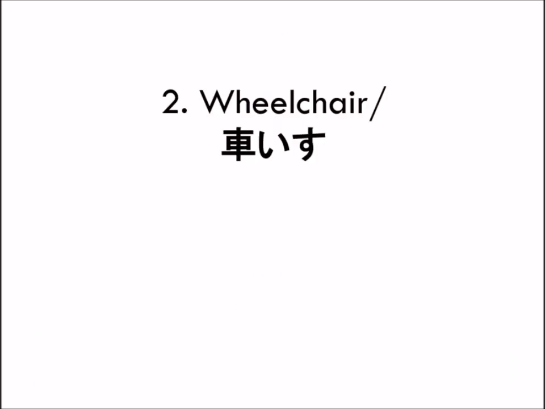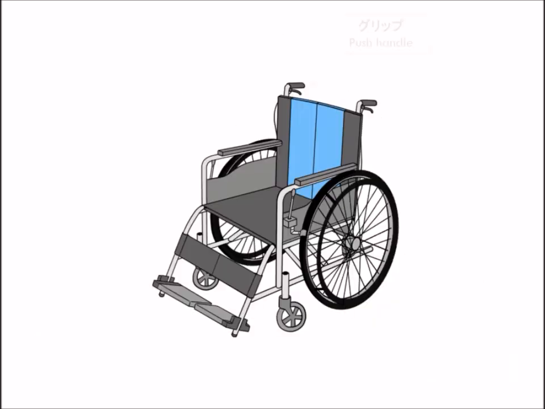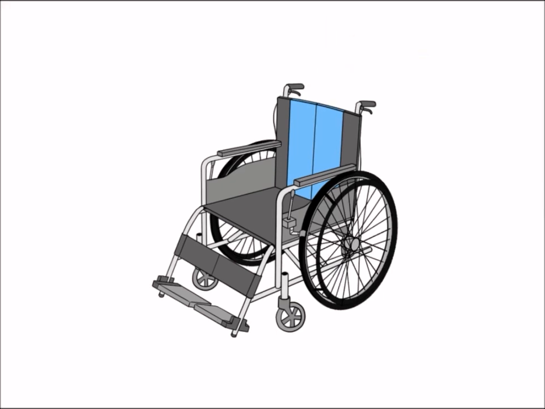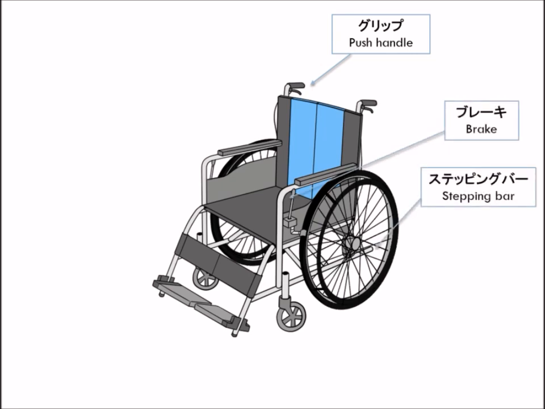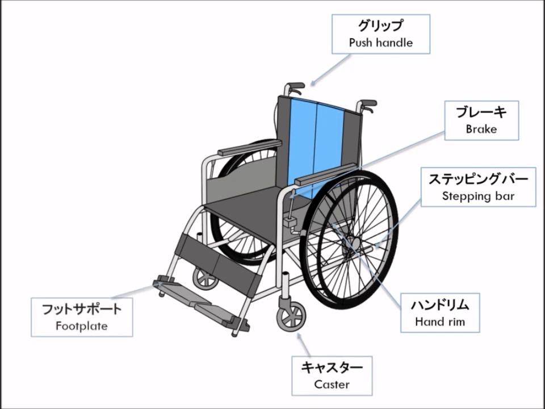2. Wheelchair. Part names of a wheelchair. Push handle. Brake. Tipping bar. Handling. Caster. Foot plate. Leg support.